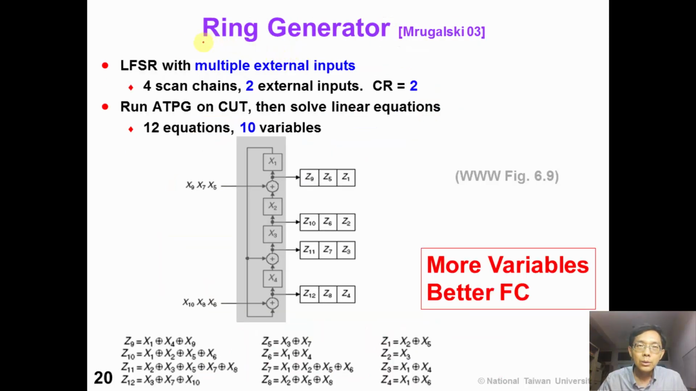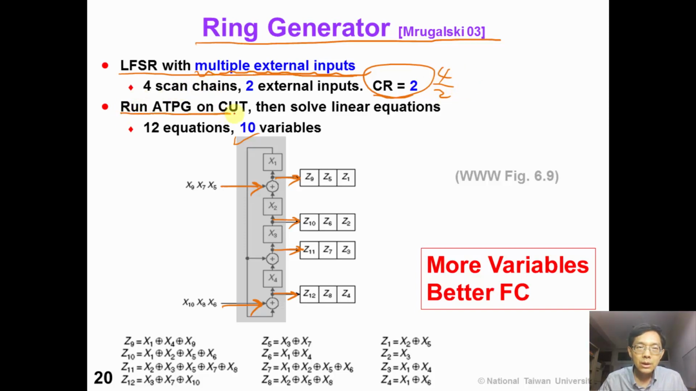We can use an LFSR with external input to improve the fault coverage, such as the ring generator. A ring generator is very similar to an LFSR, except that now we have extra multiple inputs. For example, this figure shows an example ring generator with 2 external inputs that feed 4 scan chains. So in this way, the compression ratio is 4 divided by 2, which is 2.